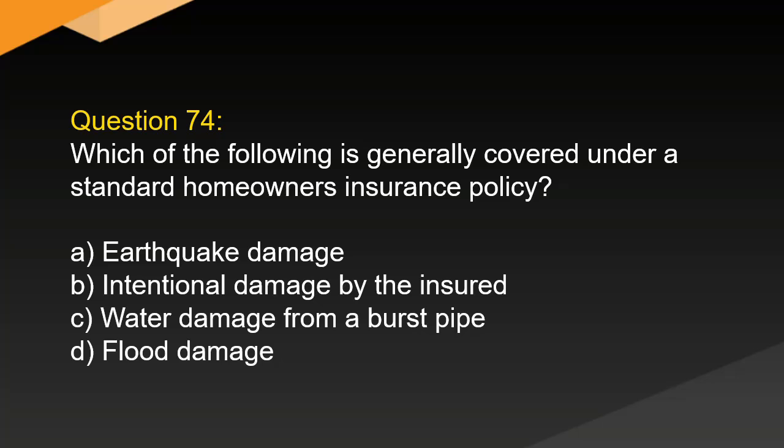Question 74. Which of the following is generally covered under a standard homeowner's insurance policy? A. Earthquake damage. B. Intentional damage by the insured. C. Water damage from a burst pipe. D. Flood damage.